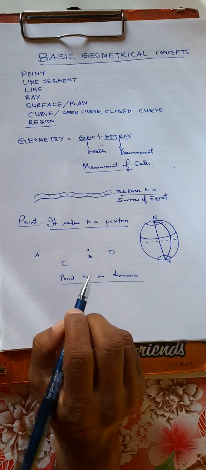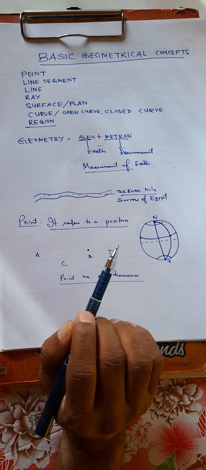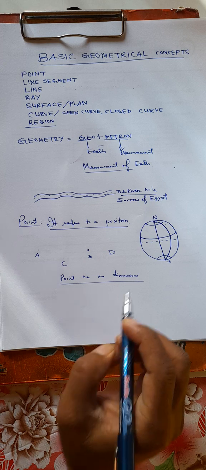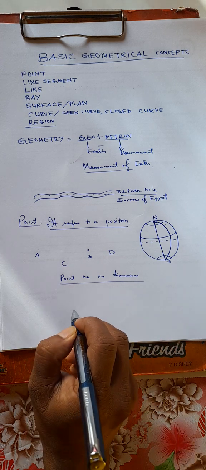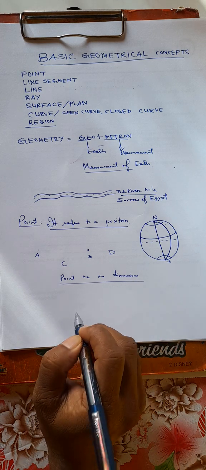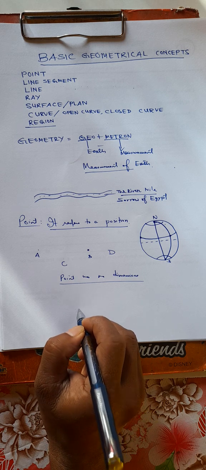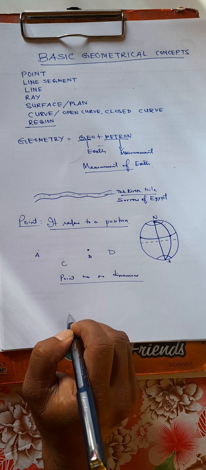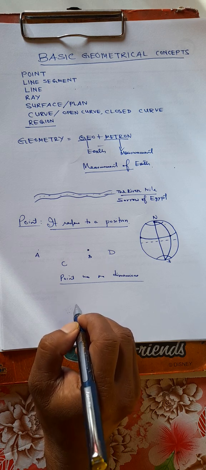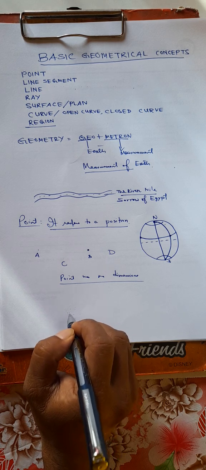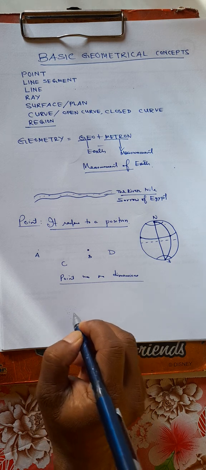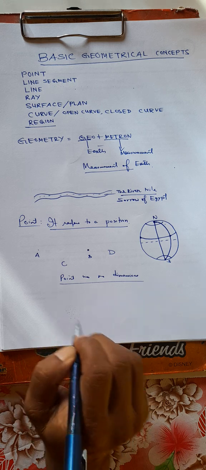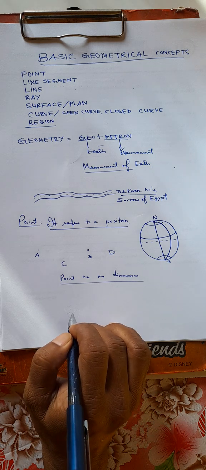Now, point is the building block of a line. It is the building block of a surface. Suppose this is a point. Now you make too many points around it. Too many points. So what you will get after making such points? You will get a surface. It's a plane surface, right? So if you make too many points surrounding a point, finally you got a surface.